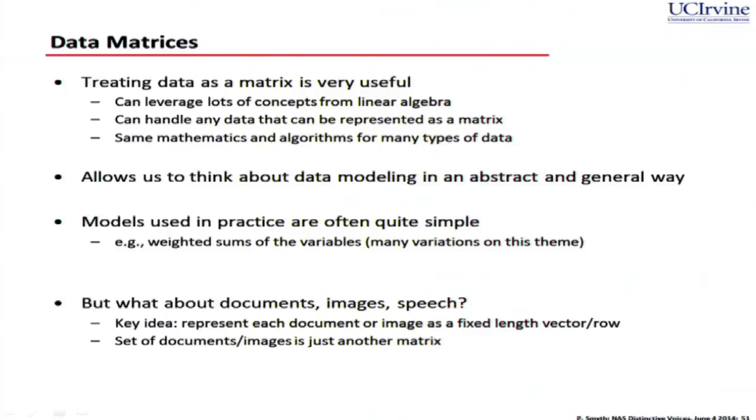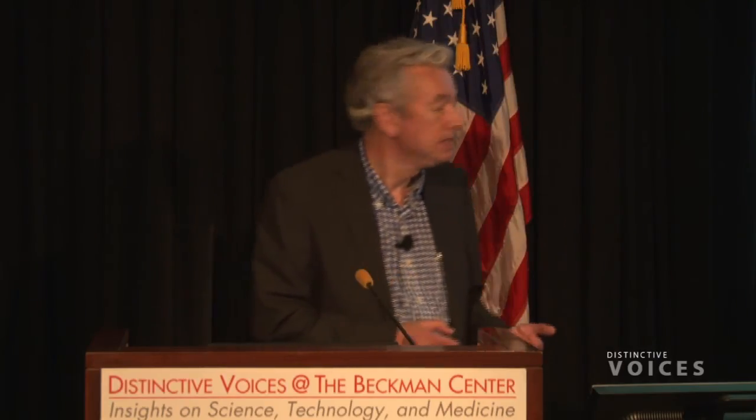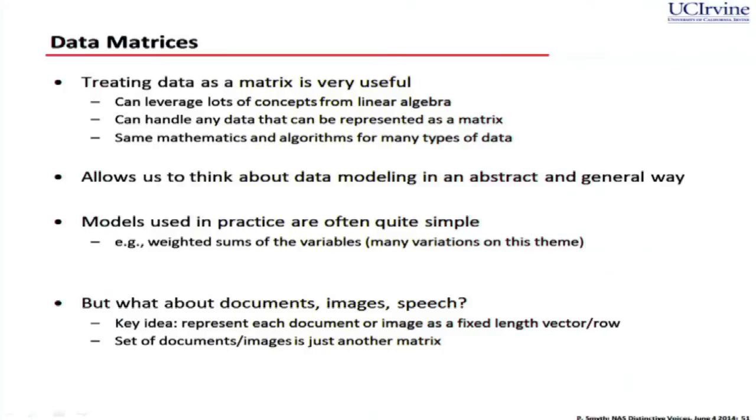Coming back to the matrices, this is very nice because it puts us in a world now of linear algebra. We can represent different data types. It allows us to think in a very abstract and general way. The models can often be quite simple, weighted sums of the variables put together in different fashions. And you might be asking, what about those other things you mentioned earlier, images and documents and speech? Well, one of the tricks that people use, and it works well, is to figure out how to get it into a matrix: make it into a fixed length vector, stack those vectors on top of each other to make a matrix, and then we're good to go. And that has worked surprisingly well.